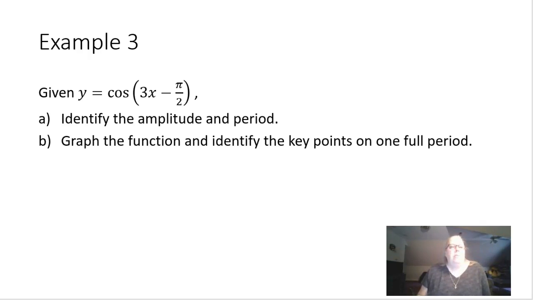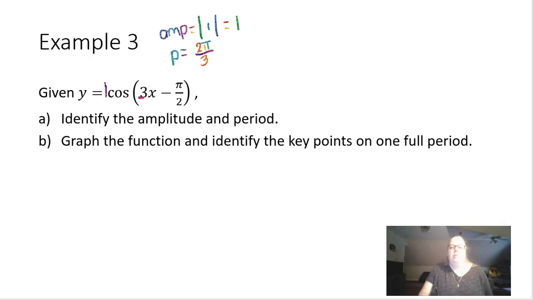Example 3. Given y is equal to the cosine of 3x minus pi over 2, part A, identify the amplitude and the period. And then B, graph the function and identify the key points on one full period. Okay, the amplitude. This is just going to be the absolute value of 1. That comes from right here, which is just going to give us 1. The period is going to be 2 pi, because that's the normal period for cosine, divided by 3. It came from right here, and that won't reduce.